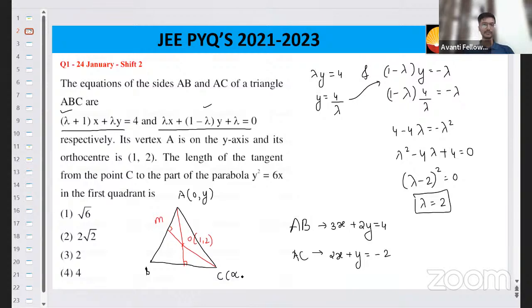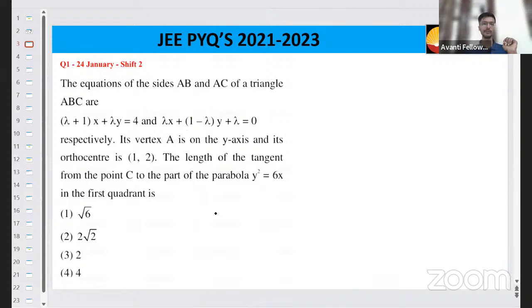So it must satisfy the equation. Let us substitute alpha here. So I get 2 alpha plus y is equal to minus 2. That means y is minus 2 minus 2 alpha. Correct? So the coordinates of C will be alpha comma minus 2 minus 2 alpha. Right? So we reduced one condition, which will give us a better idea. Now we want the value of alpha. How to get the value of alpha? CM is perpendicular to AB.